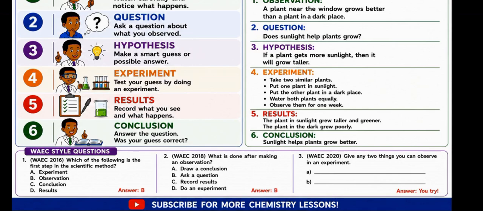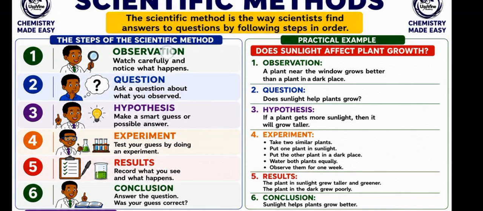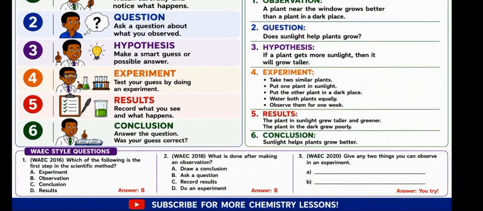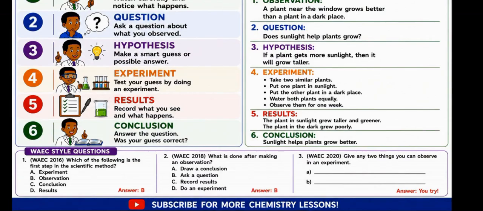Number 1, which of the following is the first step in the scientific method? And from what we've learned, the first step is observation. Now, the second question: what is done after making an observation? So after making an observation, what is done is that you ask questions. So B is the correct option. Number 3, give any 2 things you can observe in an experiment. So you will try this one.